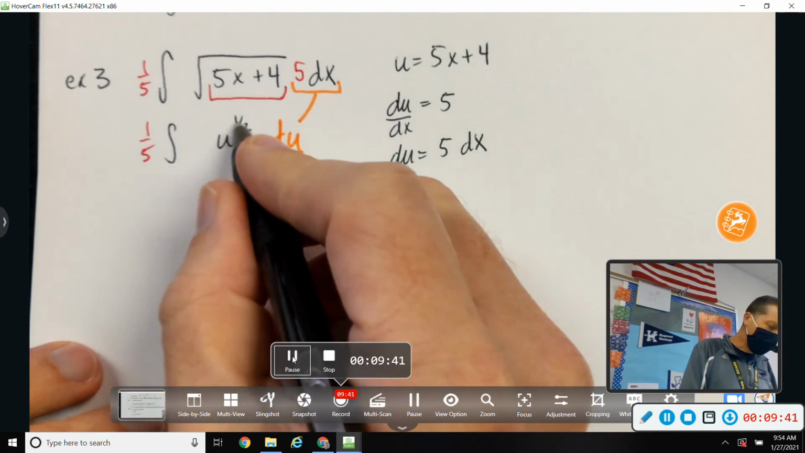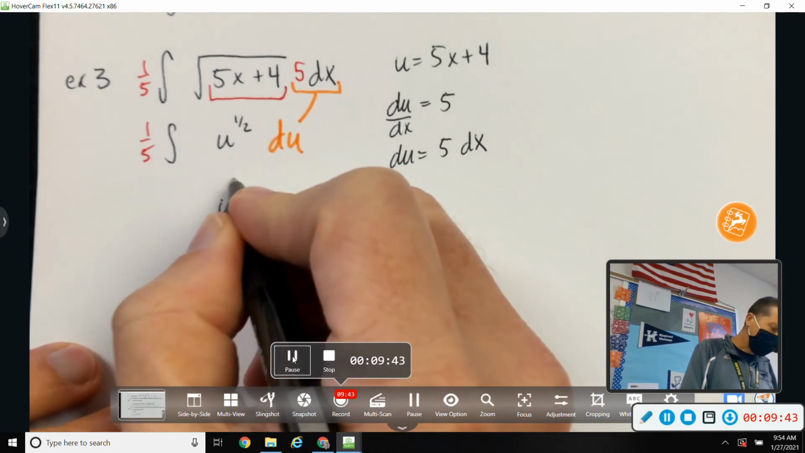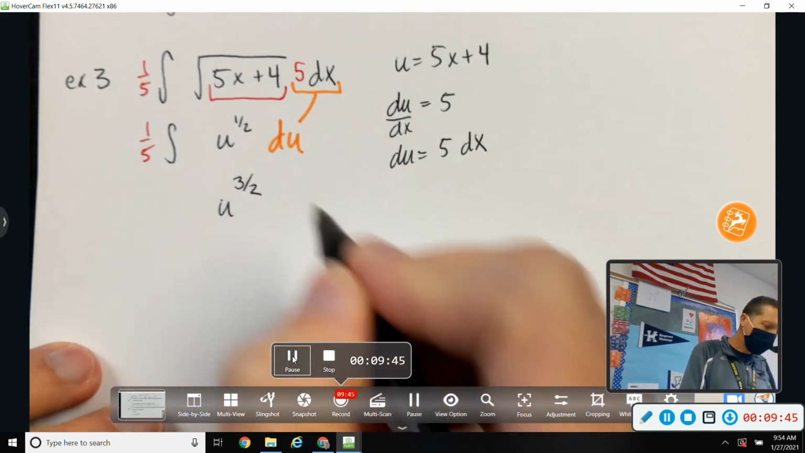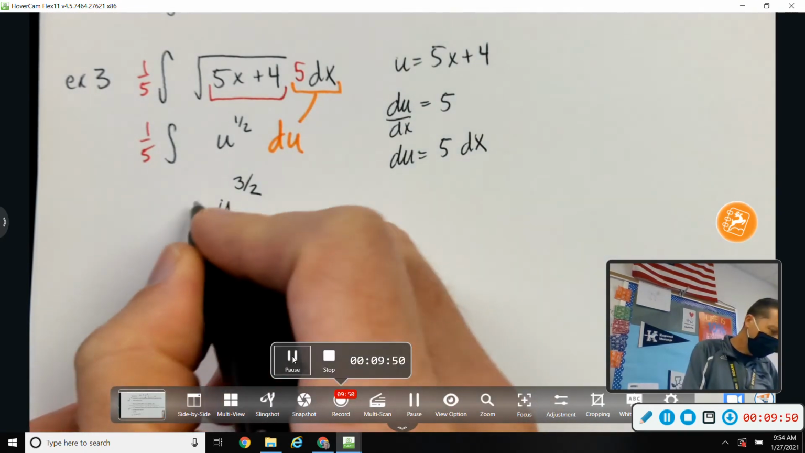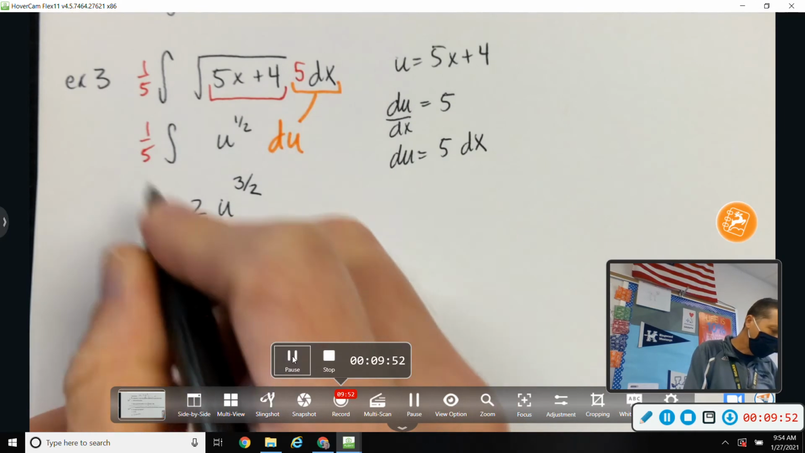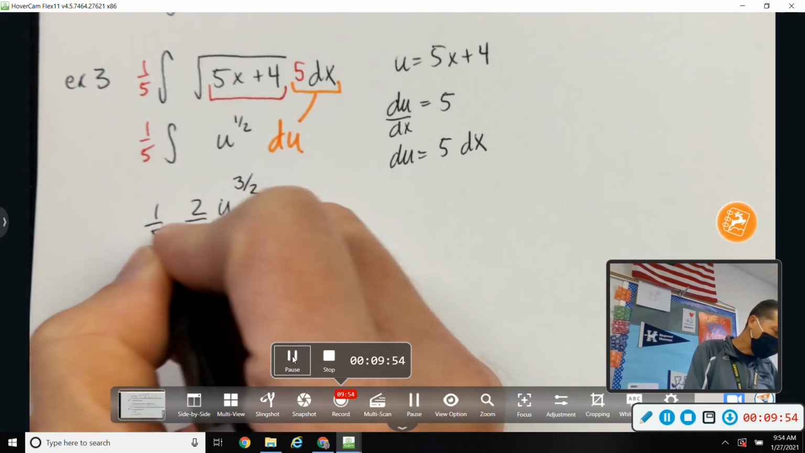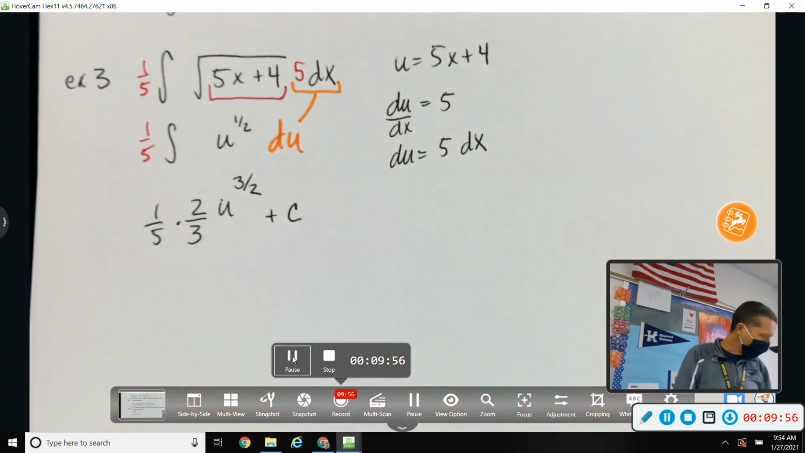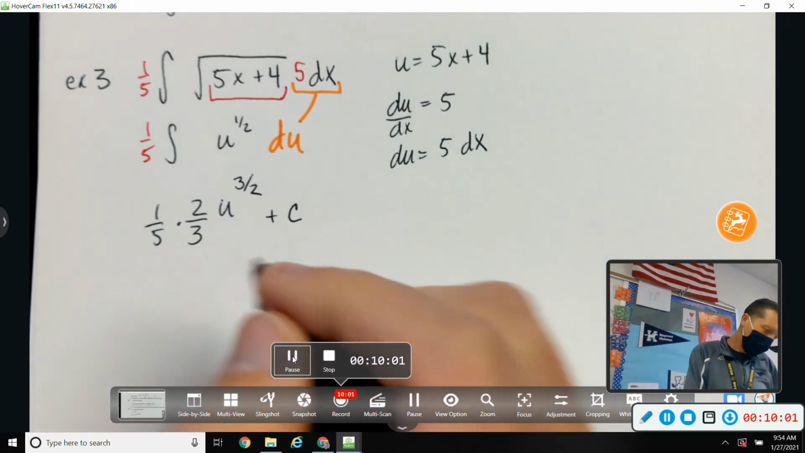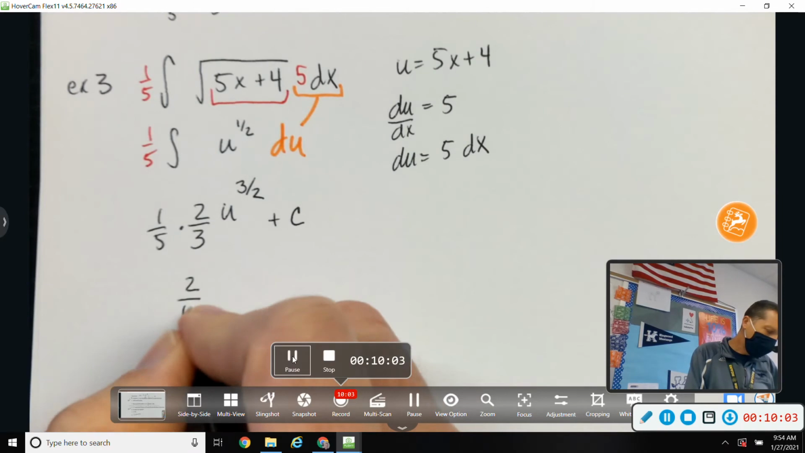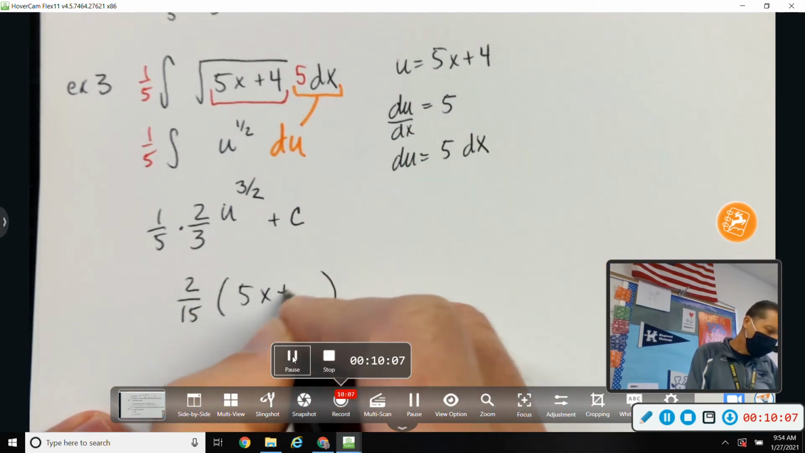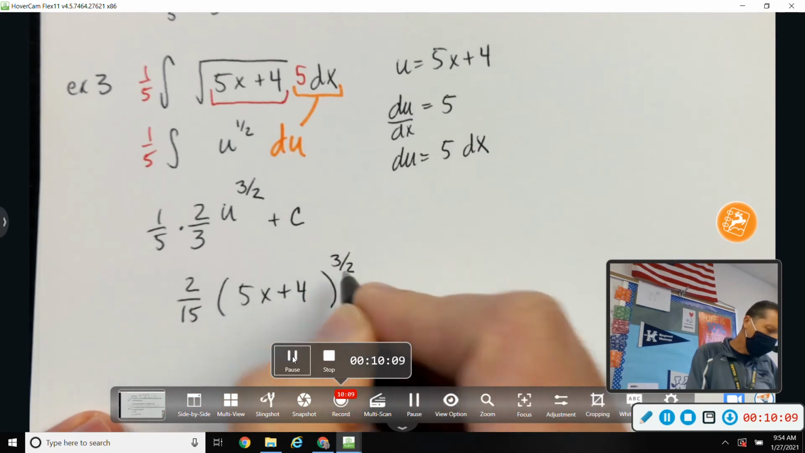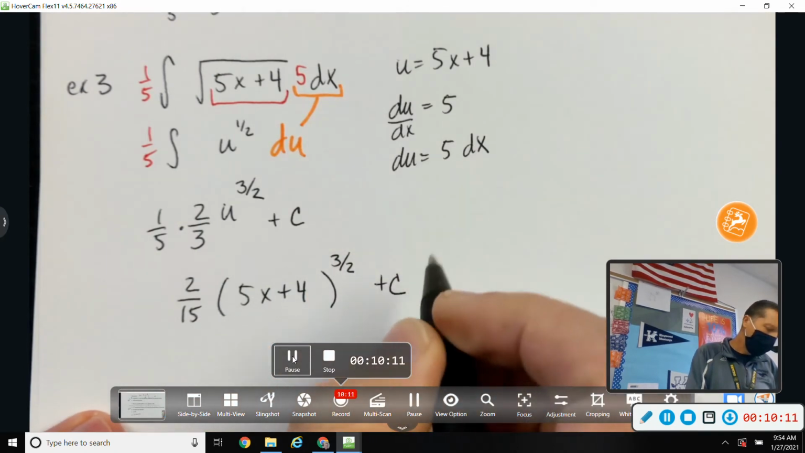So u to the 1/2, I can handle that. Increase the power by 1. Divide by the new power, but I don't want to divide by 3/2. Rather multiply by 2/3. That 1/5 is still out there. Plus c. Let's see, that would be 2/15 times u, which was 5x plus 4, to the 3/2 plus c.